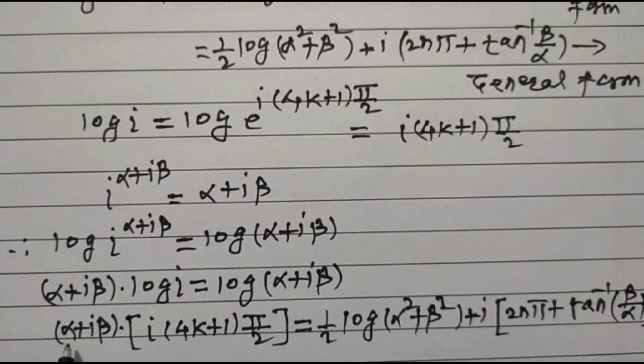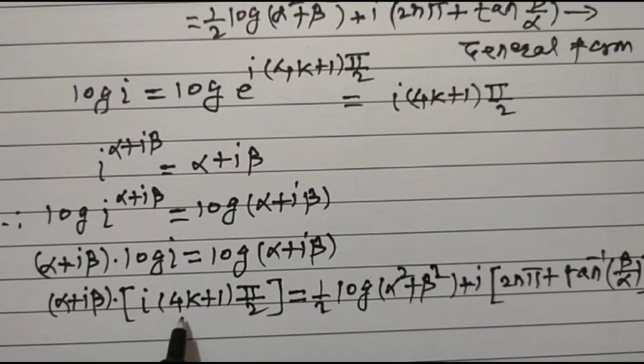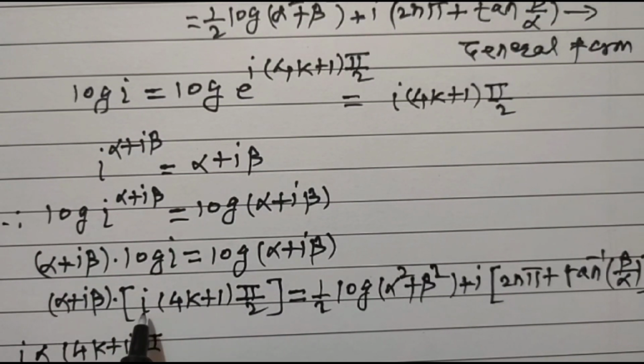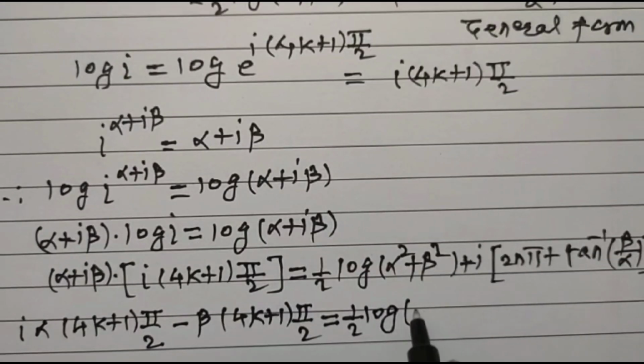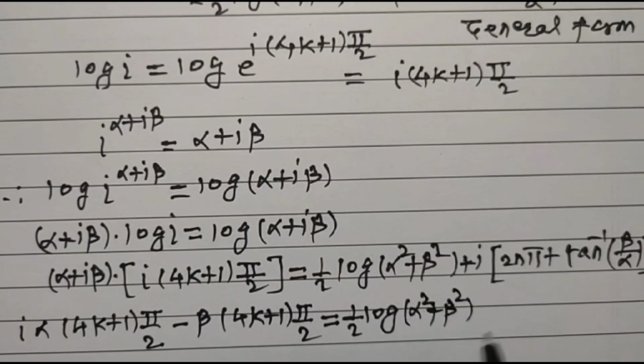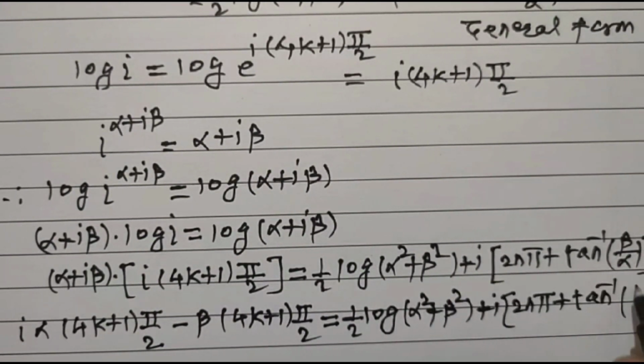Now multiply this bracket by alpha plus i beta on the left hand side. Then alpha into i into alpha into 4k plus 1 times pi by 2. Now multiply this bracket by i beta, i into i square, that is minus 1, minus beta into 4k plus 1 times pi by 2. This is equal to, keeping the right hand side as it is, 1 upon 2 logarithm of alpha square plus beta square plus i into 2n pi plus tan inverse beta upon alpha.